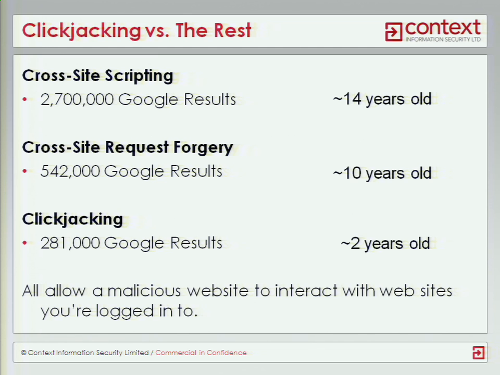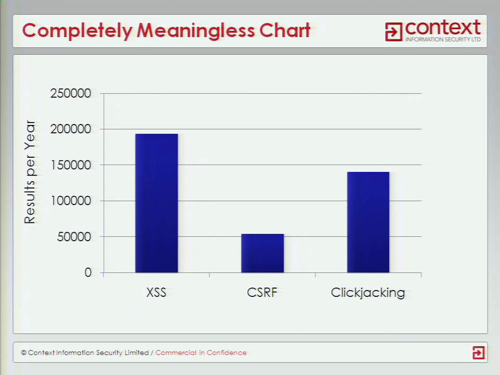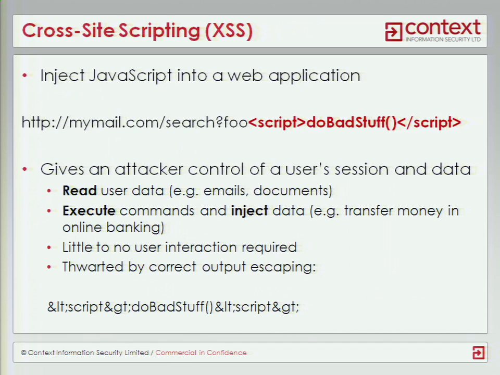If we, however, look at how long these attacks have been around, these are rough estimates, we can see that cross-site scripting and cross-site request forgery are fairly old attacks. Clickjacking is fairly new. Now, what we can do is take the number of results, divide it by the number of years, and we end up with a completely meaningless number we can put on a graph. Pretty much the only thing this shows is that although clickjacking has only been around a couple of years, there's a lot of interest in it, a lot of buzz, possibly because it has a much scarier sounding name than the other two. So I'm just going to quickly recap the other two attacks.